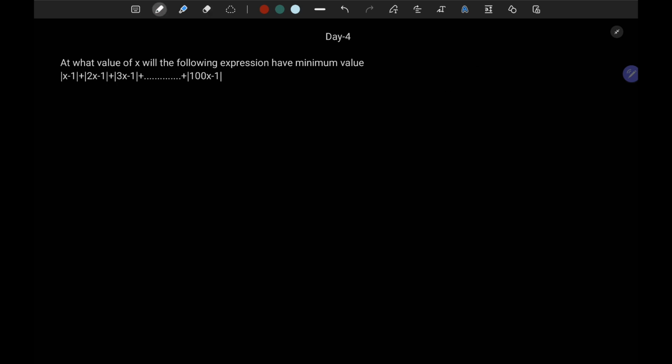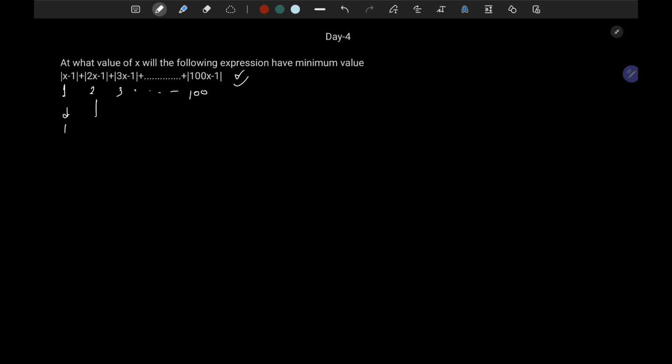Now you can see the main difference from that function to this function is that here the coefficients of x are different in each modulus. Here we have 1, here it is 2, here it is 3, and so on, continuing up to 100. So you can think, what is the big deal here? How many terms do we have? 1, 2, 3 till 100. We have 100 terms here, right?